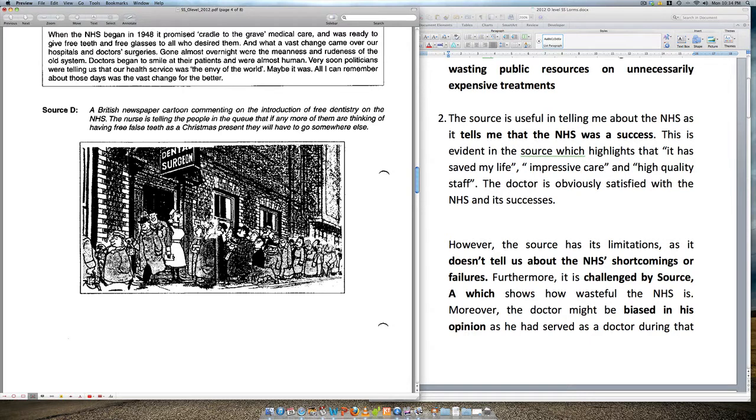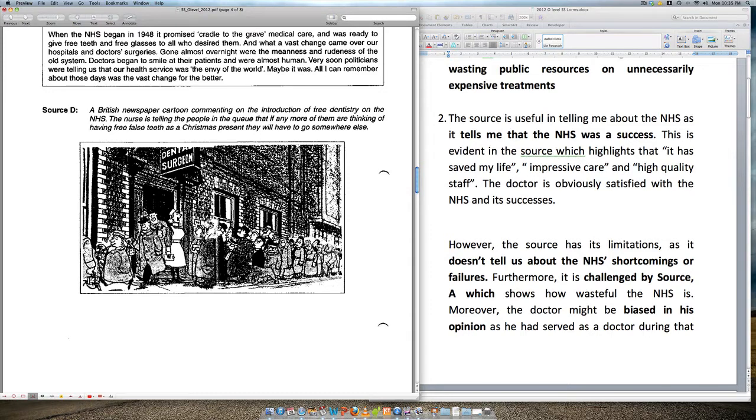In source D, however, we see people lining up for the dentist. And if you read the provenance, it says the nurse is telling the people in the queue that any more of them thinking to have free false teeth as a Christmas present means they will have to go somewhere else. Now, already we can see that some people here are leaving with their false teeth, and there's a long line of people here.